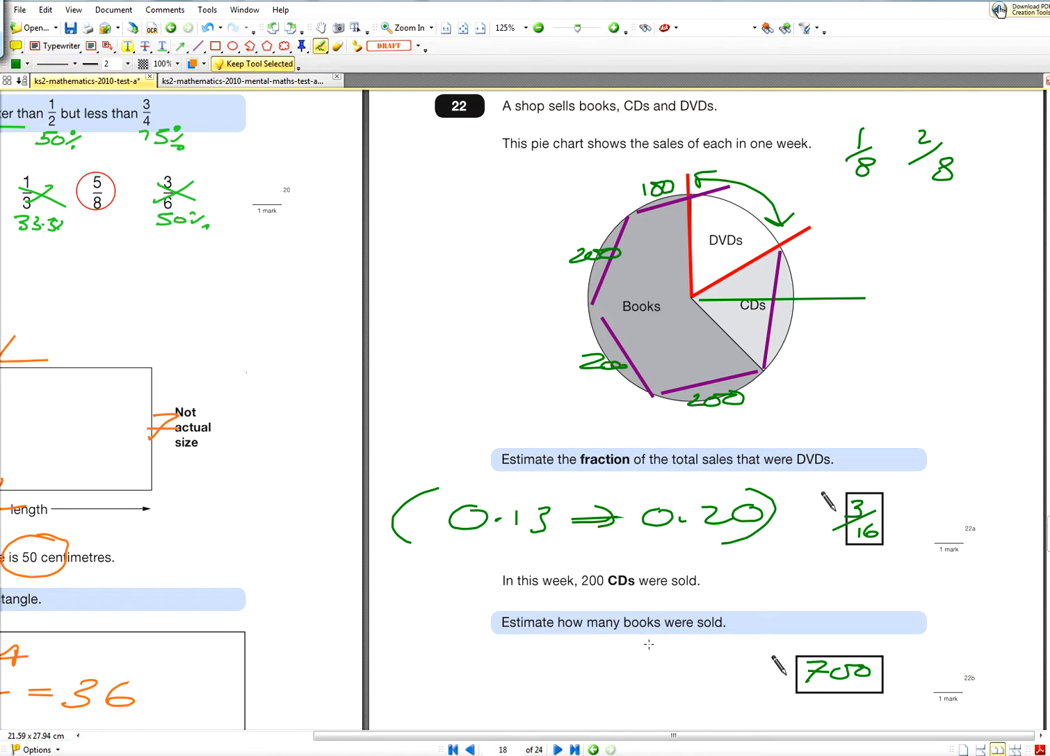Now the mark scheme will allow you any answer between 500 and 800. So if you got any answer in that range, the answer is correct. That's what the mark scheme will allow. What about 510? That's fine. What about 500? 500 is fine.